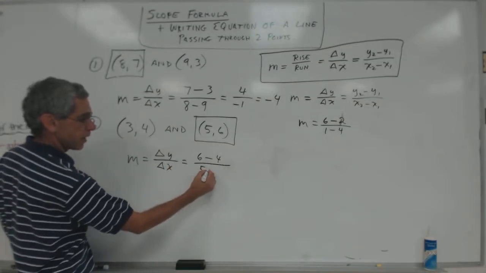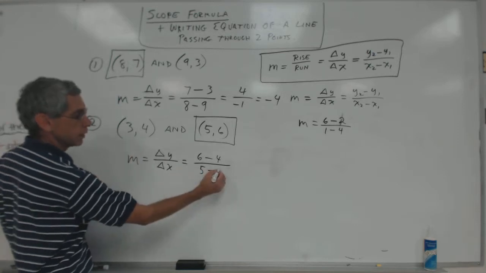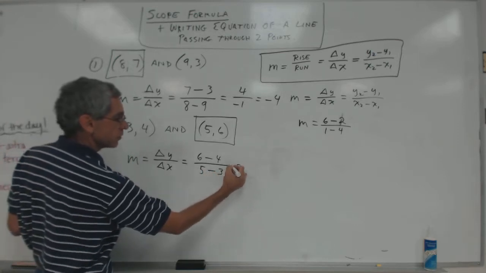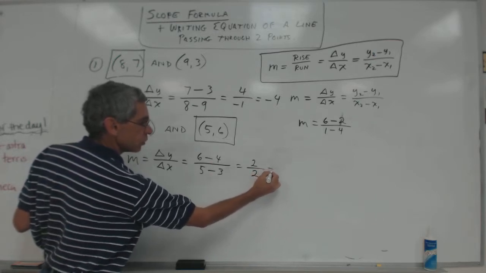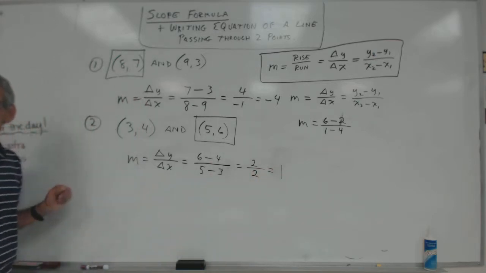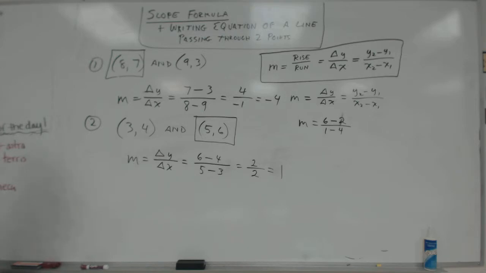5, I start with the one in the box, minus 3. So my answer is 6 minus 4 is 2. 5 minus 3 is 2. My slope is 1. Right? Pretty easy, right? It's not hard. Okay? Now it gets harder when you start adding negatives into these points.